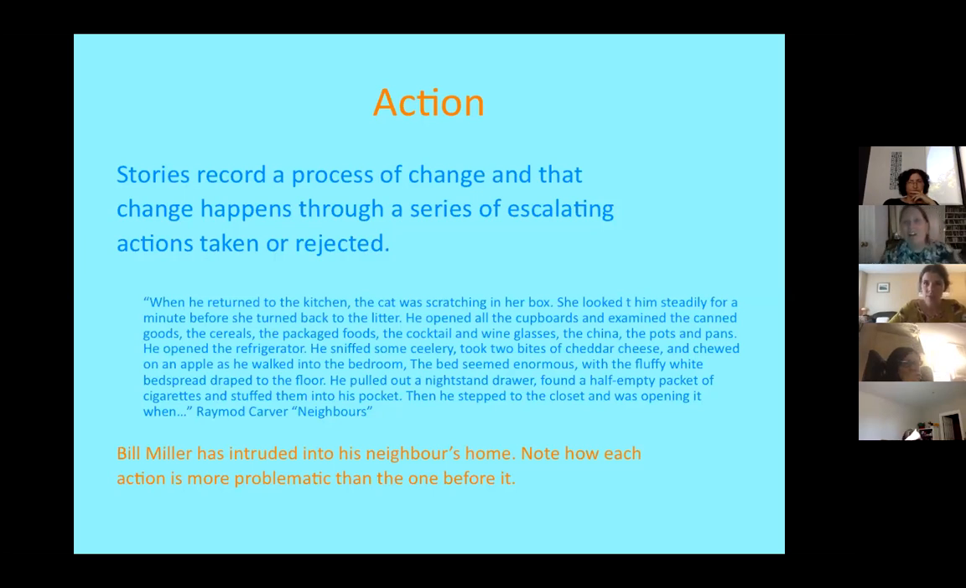Anyway, this is an example from Raymond Carver's work, Neighbors, and in it you can literally see, in each sentence, the progression of change that happens, and the progression of choices that the main character, whose name is Bill Miller, makes as you move through it. So I'm going to read it and highlight how that happens.